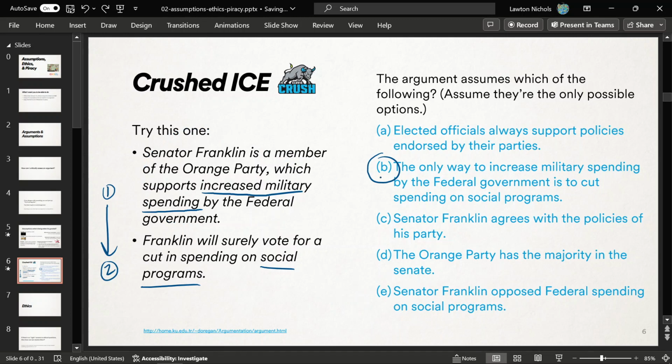It's like, all right, the only way to increase military spending by the federal government is to cut spending on social programs. That's the one way. That's the only reason you should have wasted your breath and said both of these bullets. That's the only reason, if we assume that these are the only options. That's the only reason why there's a link. Okay, it's the only thing getting us from military spending to social programs, and so that's the best assumption. Okay, any questions about that? That's going to be why the other ones you can just knock them all off, and so B is the best one.